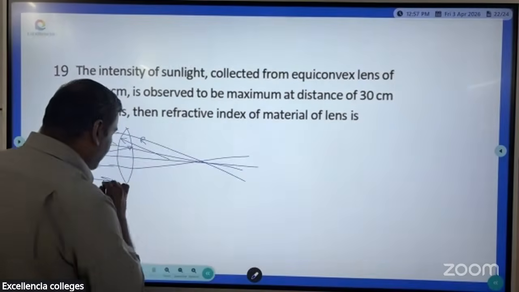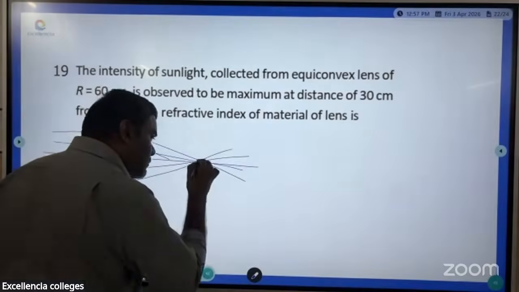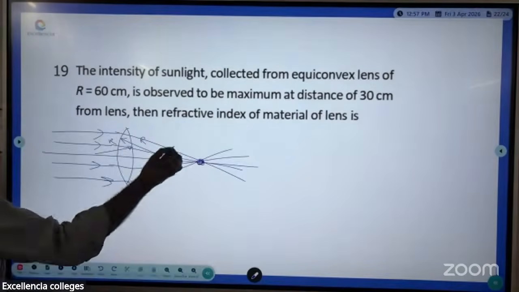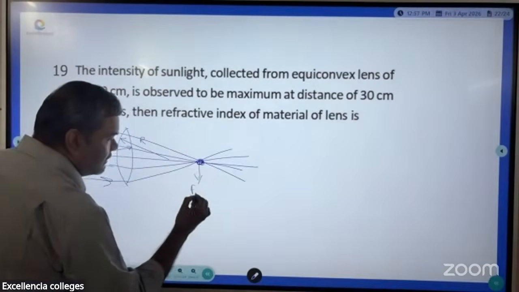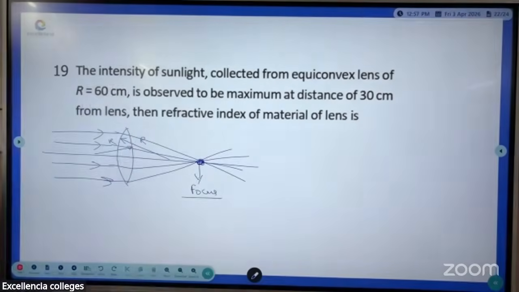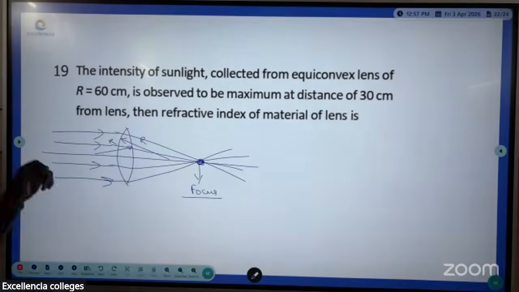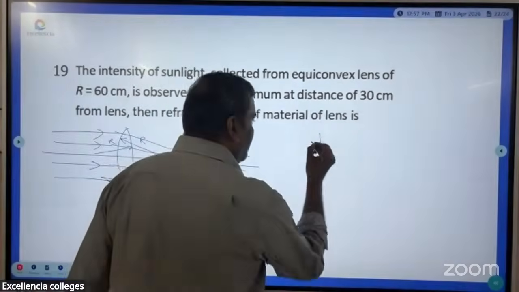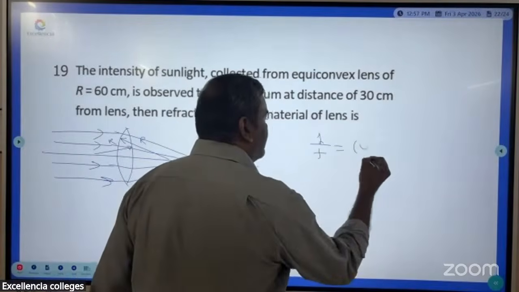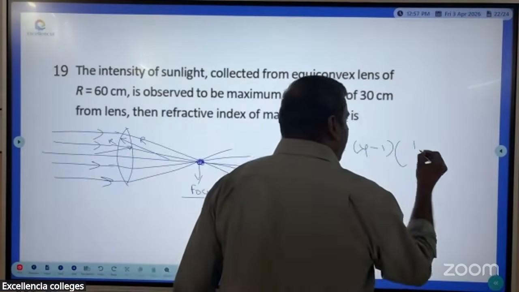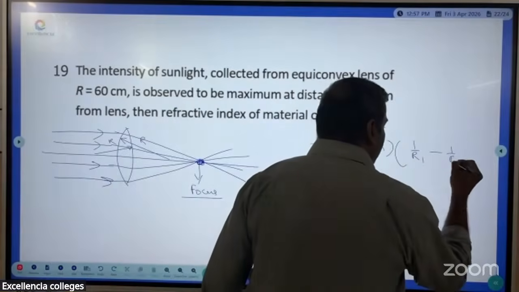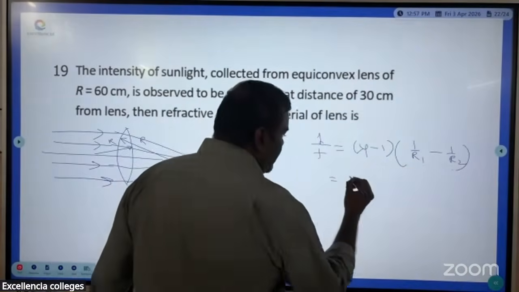So basically, in a simple way, he is telling that intensity is maximum here. Intensity is maximum here means this becomes the focus. So we have our focus. So this is my focus here, right? So we know the lens maker formula. 1 by f is equals to mu minus 1 into 1 by r1 minus 1 by r2 is the lens maker formula. So it will become mu minus 1.